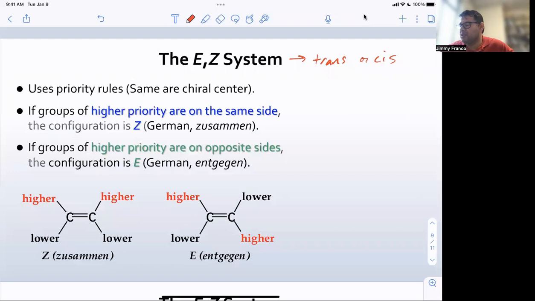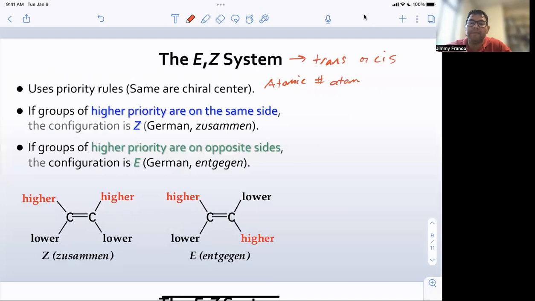All right, so the first thing we want to talk about is how do we rank these? If you remember when we talked about R and S of a chiral center, we're going to use the priority rules based on the atomic number of the atom. And if they're the same, then we're just going to systematically move our way out. So we look at the first atom. If they're the same, then we look for the next biggest atom attached to it and compare those two. And then we just systematically work our way out.